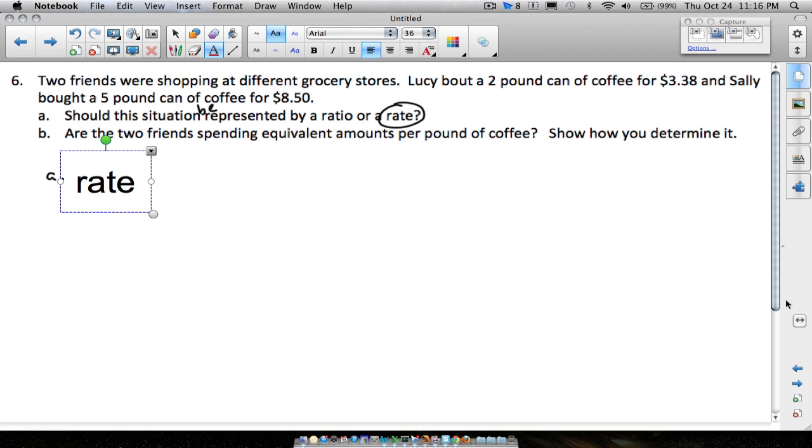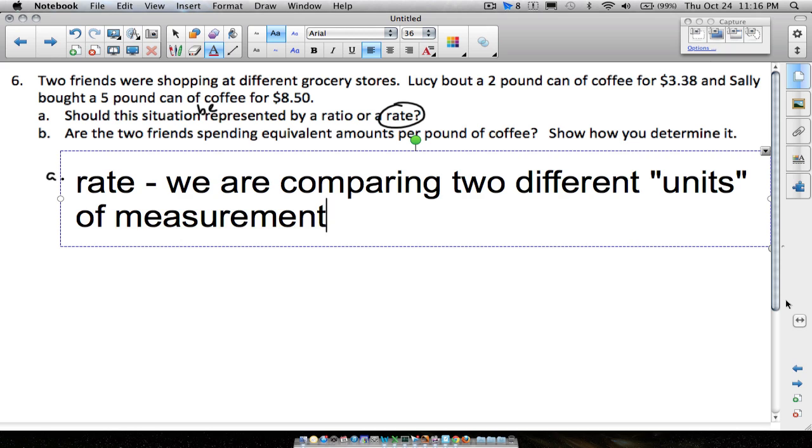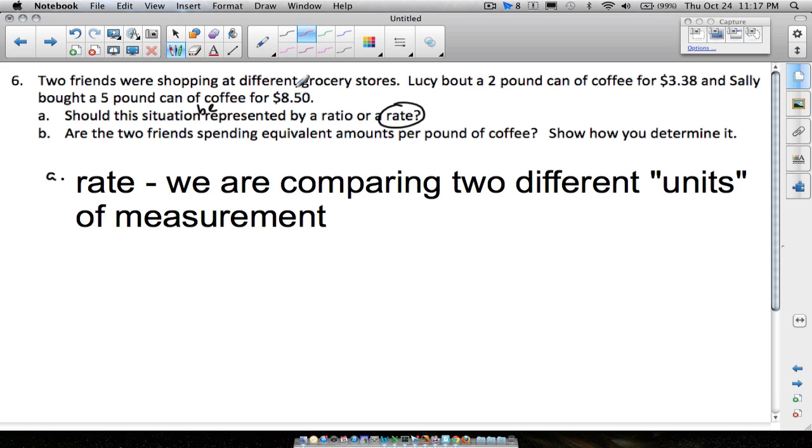It should be used as a rate, and the reason why we are comparing 2 different units of measurement. In this case here, we're comparing pounds to dollars. So, are the two friends spending equivalent amounts per pound of coffee? When you're trying to compare whether one is cheaper than the other, for question B, we're talking about the unit.